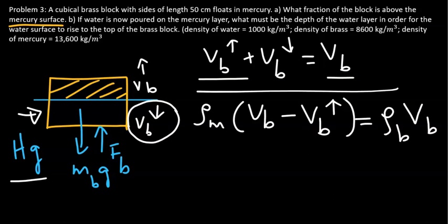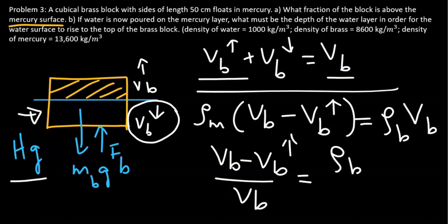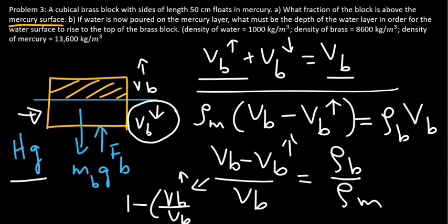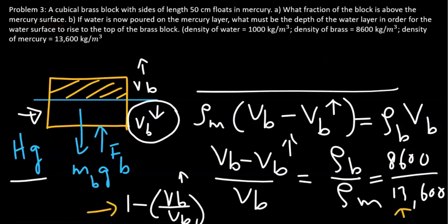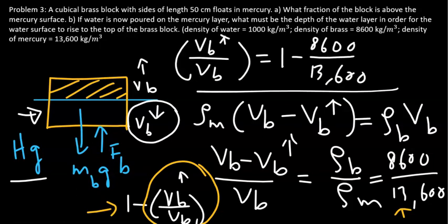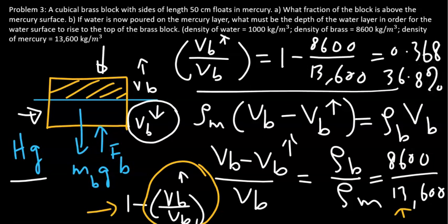Moving terms around, you see that (V_B minus V_B up) over V_B equals rho of brass over rho of mercury. And this side is quite simply 1 minus V_B up over V_B. The density of brass is 8,600. The density of mercury is 13,600. So since this equals that, we can solve for this term, which is the fraction of the block that is above the mercury surface, which will simply become 0.368, or we say 36.8% of the block is above the mercury surface.